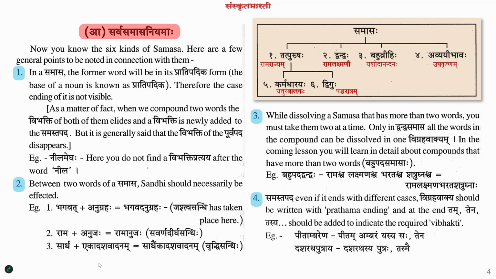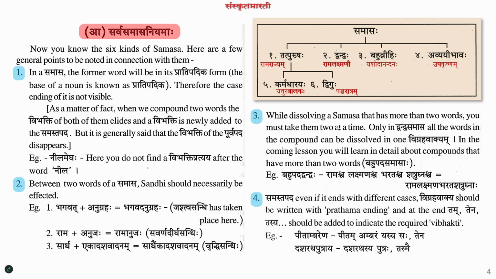So every example here is of course samastapada, just pointing out. See, Bhagavat is actually a pratipadika. While dissolving a samasa that has more than two words, which basically means there are consecutive samasas or some kind of multi-word dvandva, typically calling it multi-word dvandva is itself an oxymoron, dvandva being dual in nature. Anyway, if it has more than two words, you must take them two at a time.